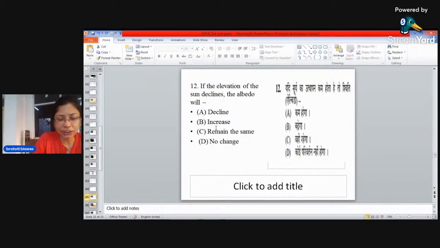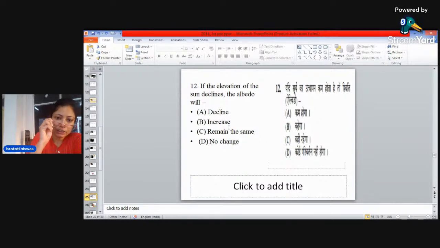So the next question is, if the elevation of the sun declines, the albedo will what? Will it decline? Will it increase? Will it remain the same? Or will there be no change? If any one of you can, please write whatever you think the answer will be, whether it is A, B, C, or D.